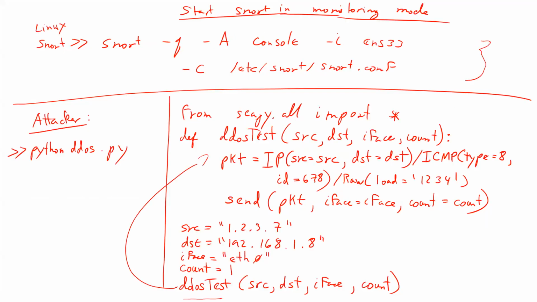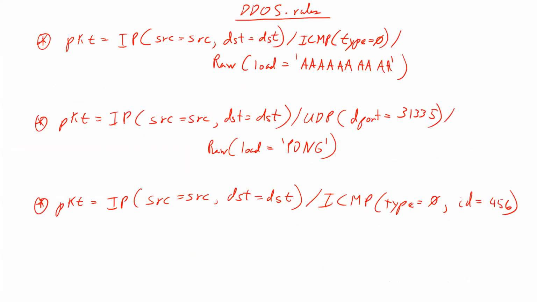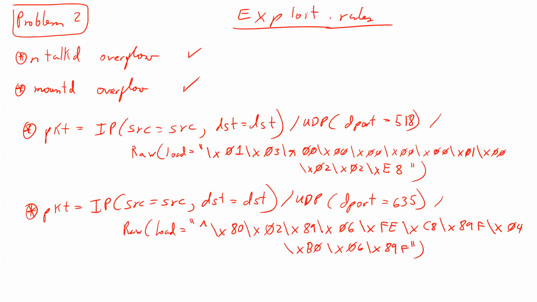And then here, since you have to do 3 attacks, TFN, TFN2K, and Trin00, I've given you the packet for each one of them, okay? You see that, guys? So that's the DDoS rules.